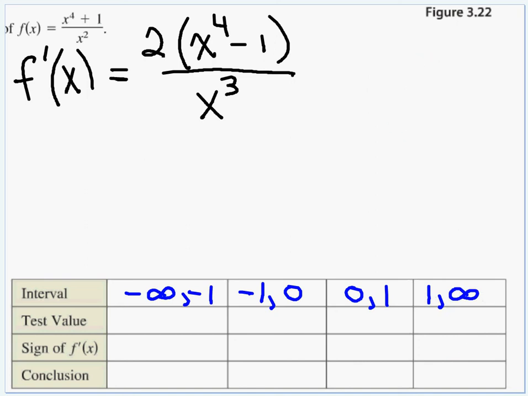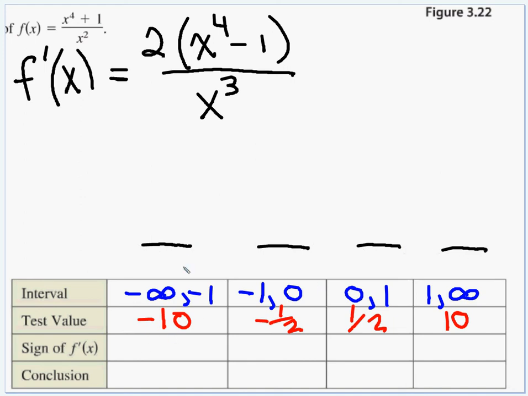So this looks a lot like a problem we had a little bit ago. First interval, negative 10 would be a good number. Here, negative 1/2 is in that interval. 0 to 1, we'll use positive 1/2. 1 to infinity, 10 will work nicely. So we're going to test again. I'll do my numerators and denominators up here.